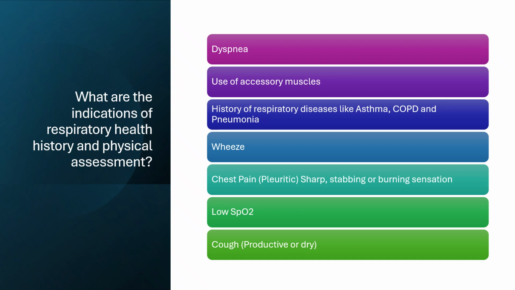Let's talk about the indications of respiratory health history and physical assessment. The first one is dyspnea or shortness of breath, and also check if the patient has use of accessory muscles, and a history of respiratory diseases like asthma, COPD, and pneumonia. The other indication is wheeze or chest pain, and the chest pain could be sharp, stabbing, or a burning sensation. It is also called pleuritic in medical terms. Similarly, the other indications are low oxygen saturation and cough, which can be dry or productive.